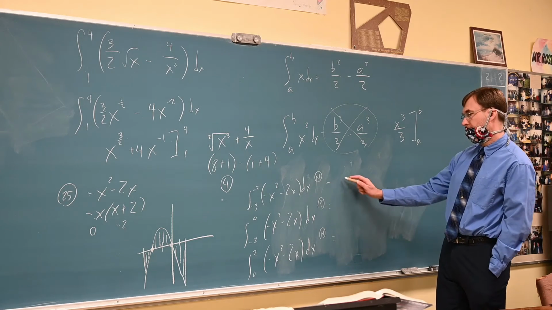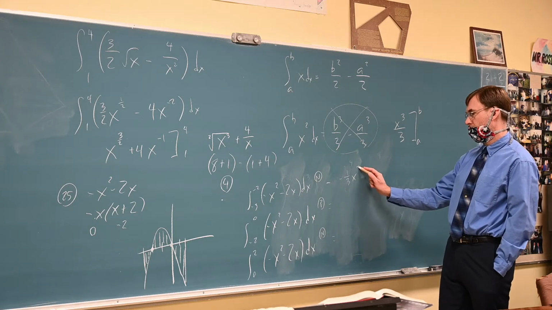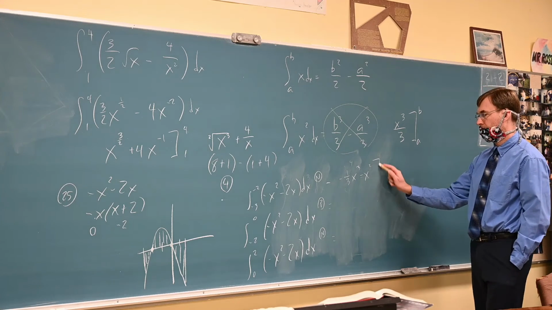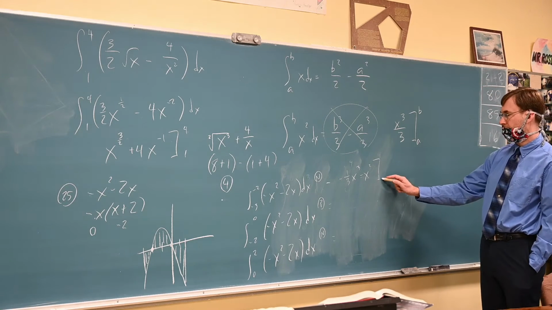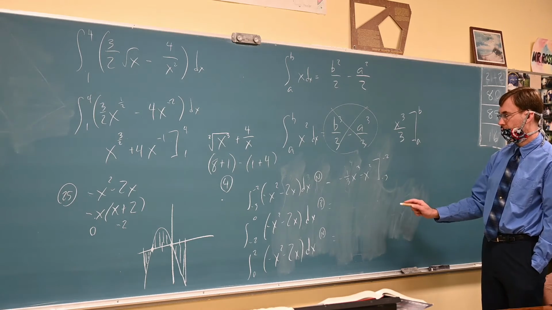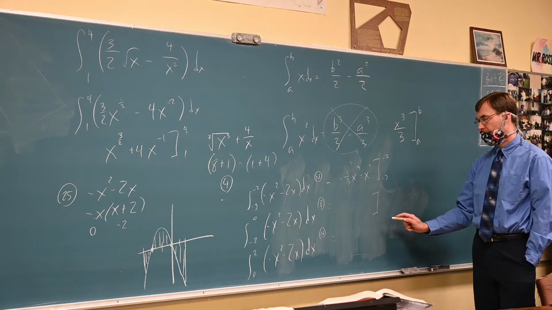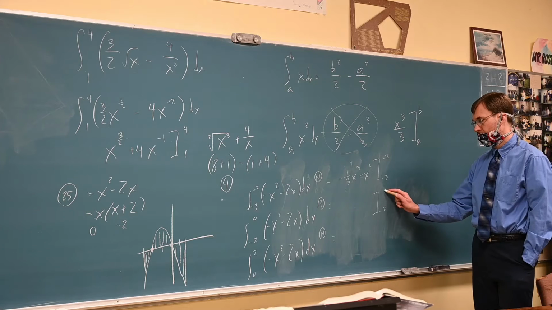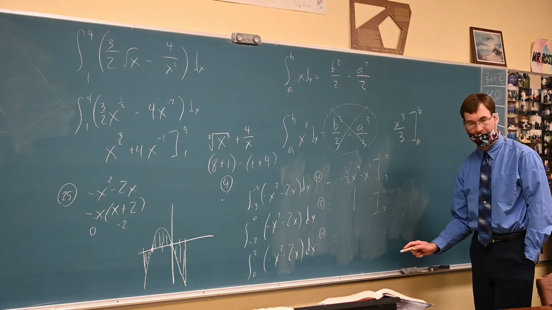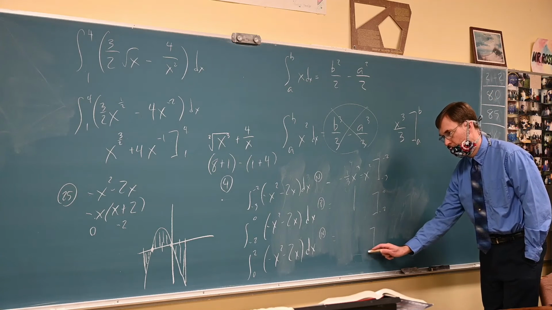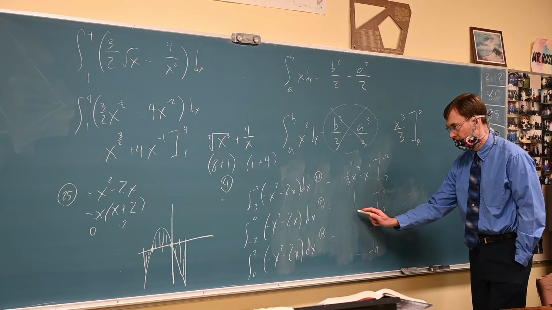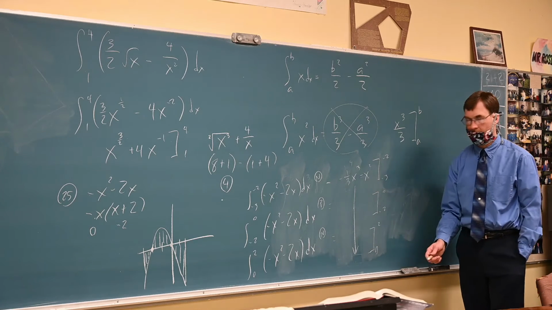So antiderivative, negative 1/3 x cubed minus x squared. And I'm going to need to plug in from negative 3 to negative 2. This one, I'm going to have to plug in from negative 2 to 0, but it's the same thing. I don't want to write it again. This I'd have to plug in from 0 to 2, but it's the same thing. I don't want to write that again.